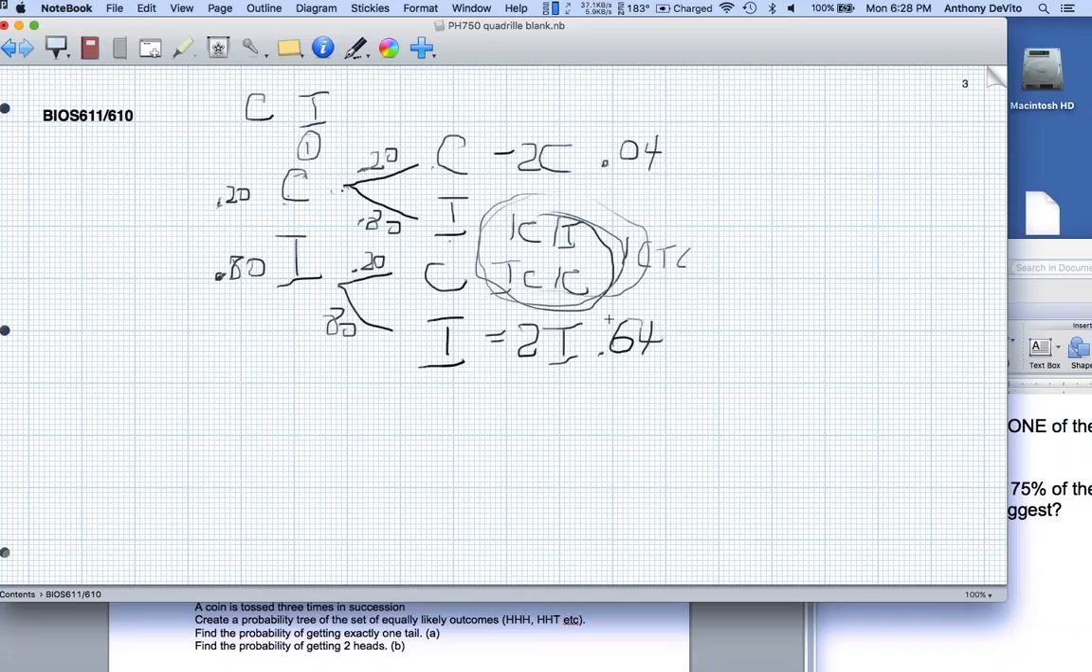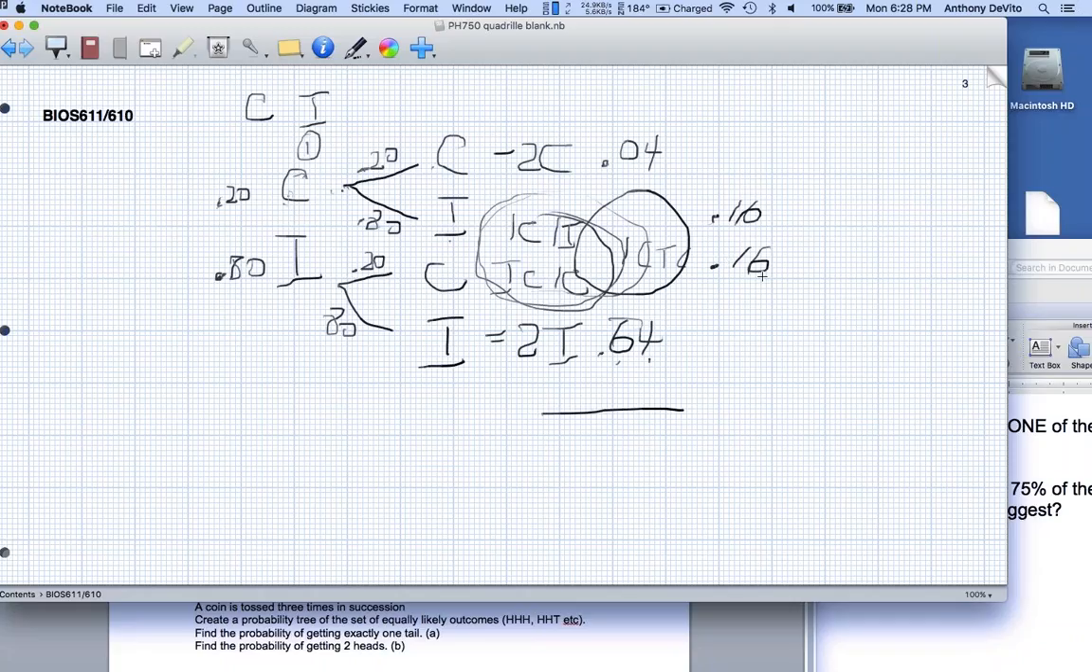Well, I don't even have to actually multiply that out because I know that this is exhaustive. Those are all the possibilities that we have. So it's just going to be the difference between 0.64 added to 0.04 and whatever's left. If we multiply it out, let's see if that really works. 0.2 times 0.8 is 0.16. Right? 0.8 times 0.2 is 0.16.